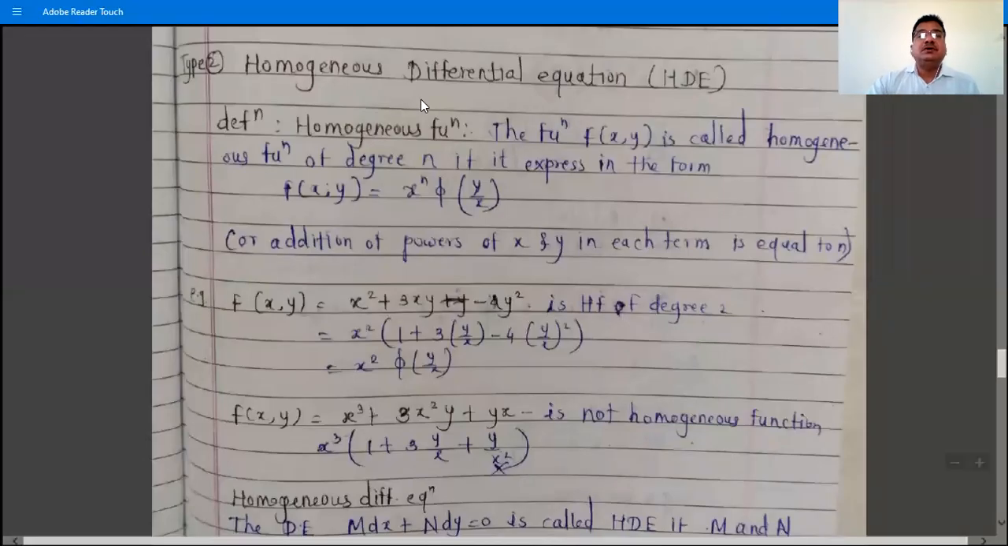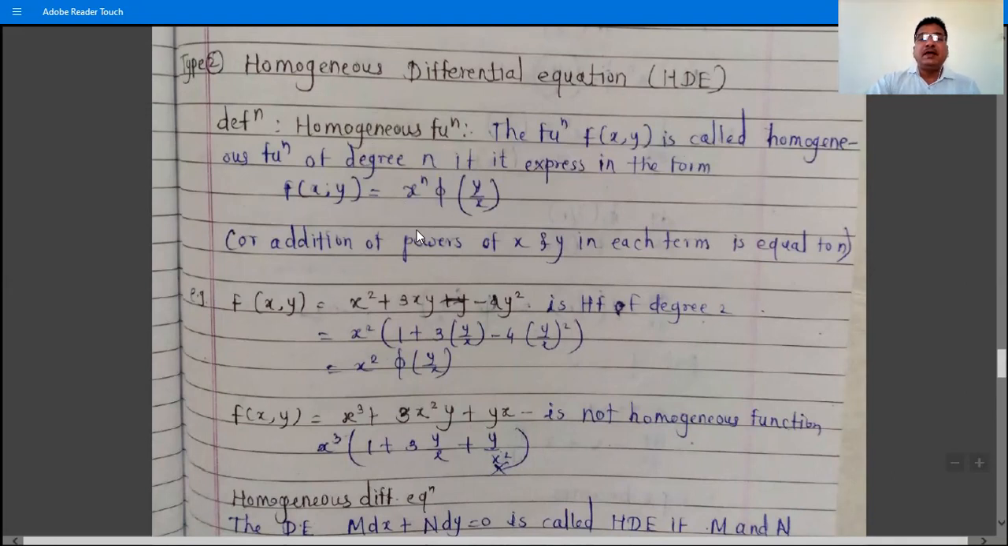Second type is homogeneous differential equation. So first is the definition of homogeneous function. A function f(x,y) is called a homogeneous function of degree n if it can be expressed in the form f(x,y) = x^n φ(y/x), that is, some function of y/x.